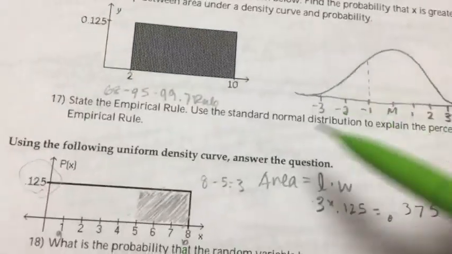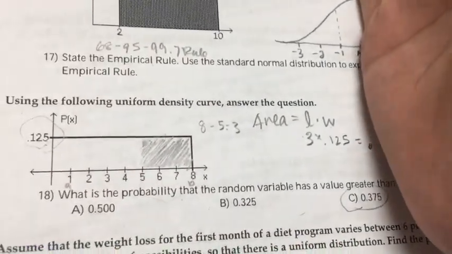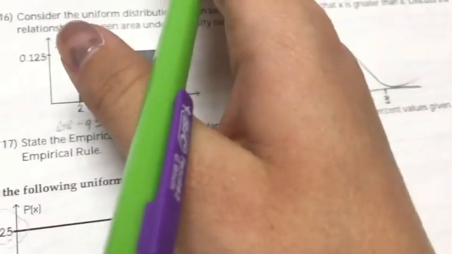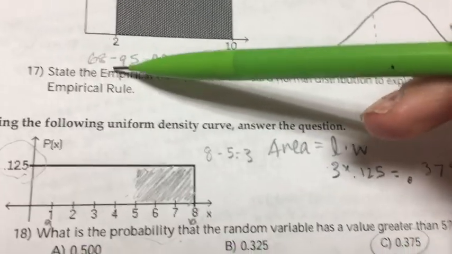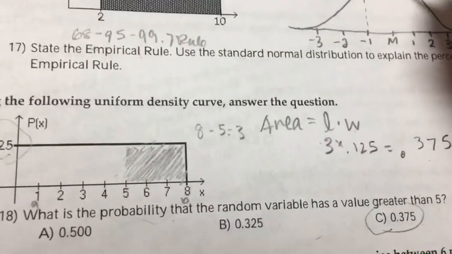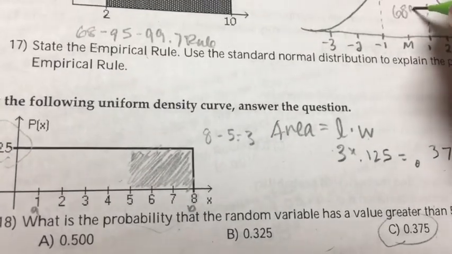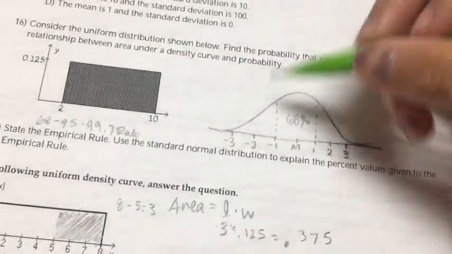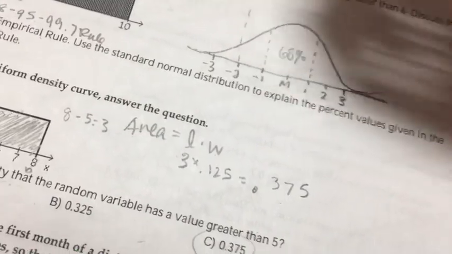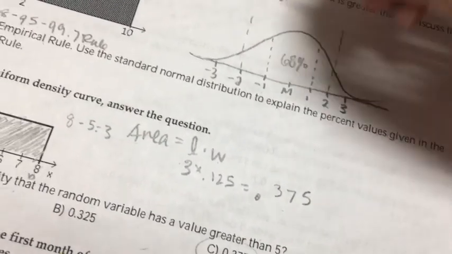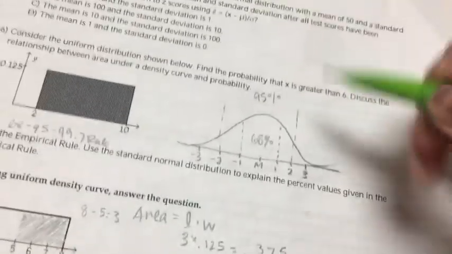So what the empirical rule states, this is completely symmetrical right here, so there's 50% of the area left of the mean, 50% of it to the right. And so it states that 68% of the area is within 1 standard deviation. And then it says that 95%, including that 68, is 95% of your area.